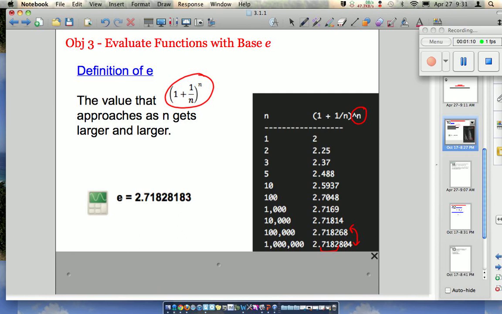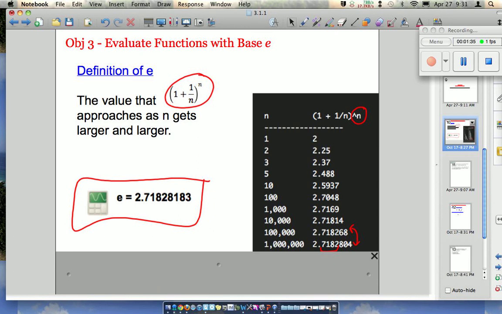And what they noticed is when you went past 1 million, this seems to be the ceiling of the value, that it only goes as high as that. So we only get up to 2.718288183 when n is extremely large. And so someone noticed that and said, wow, this is an interesting thing. How can we use this to help us model other real-life situations?